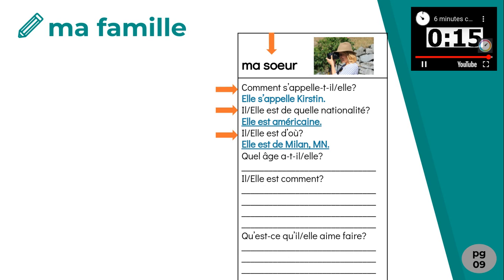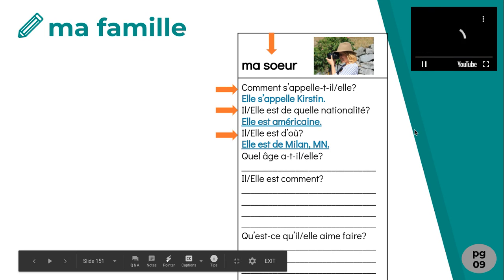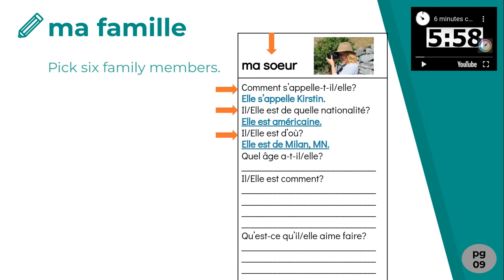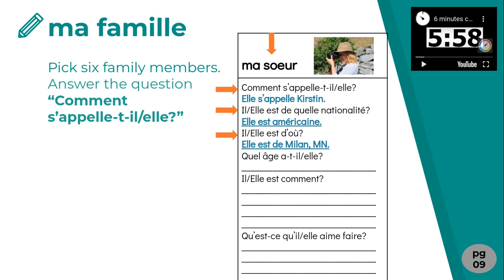If you have a very, very small family and don't know any of your relatives, you can always make family members up. Okay. We don't want to be starting again. So we picked our 6 family members.